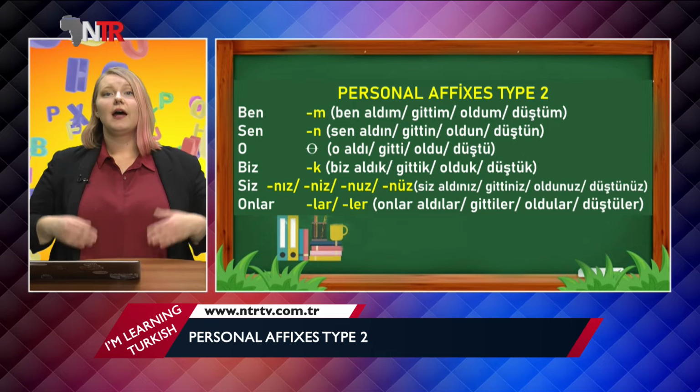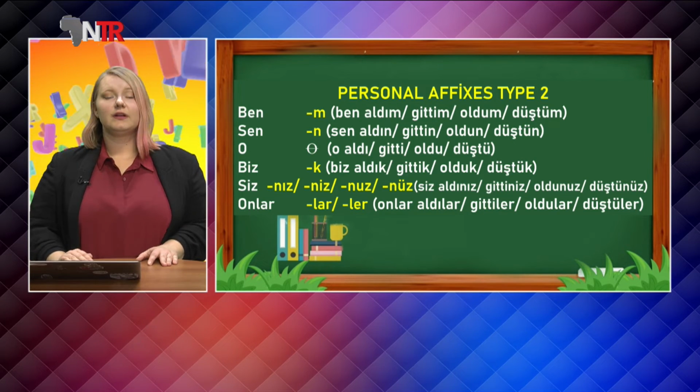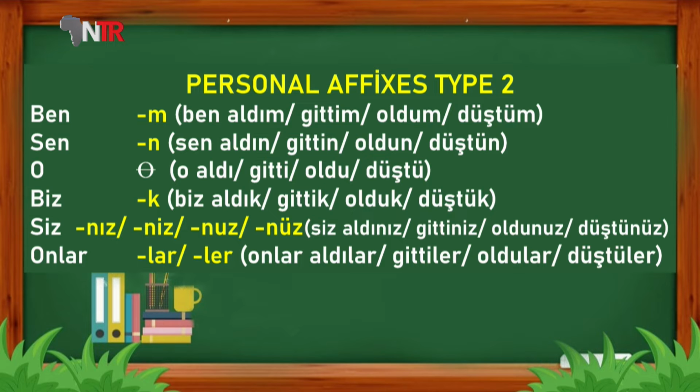And in case they did something, onlar, we will add lar, ler, or as always, we can not add anything. We may leave it like only the past tense affix and nothing. So we can say onlar aldılar or onlar aldı. Onlar gittiler, onlar gitti. Onlar oldular or onlar oldu, and onlar düştüler or onlar düştü.